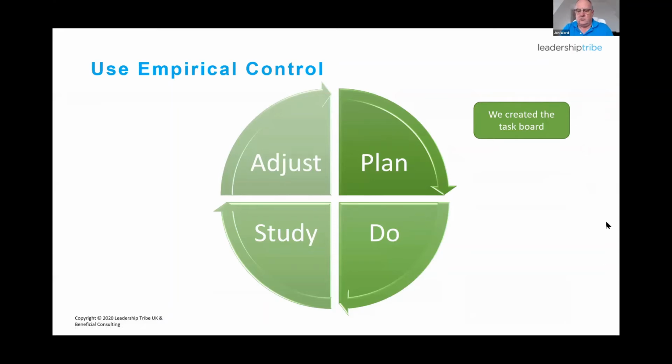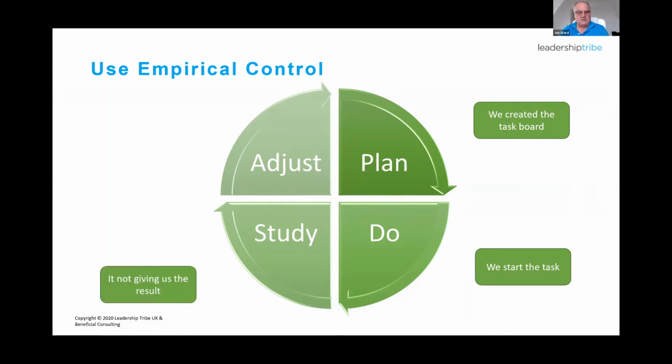Don't forget, we create the task board. That's our plan, if you like. So we're using empirical control. We're using plan, do, study, adjust, the old Deming cycle. We create the task board, we start the task, and then we see what the results are. And if it's not giving us the results, we pivot.